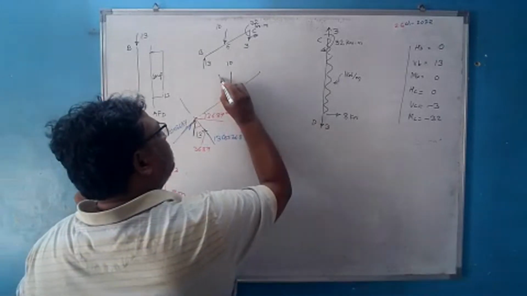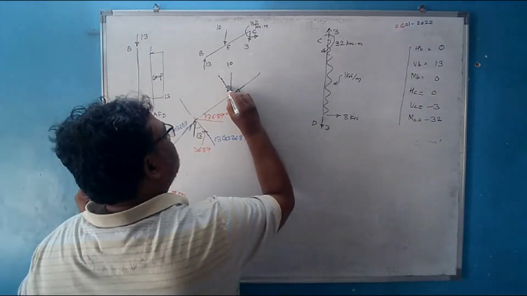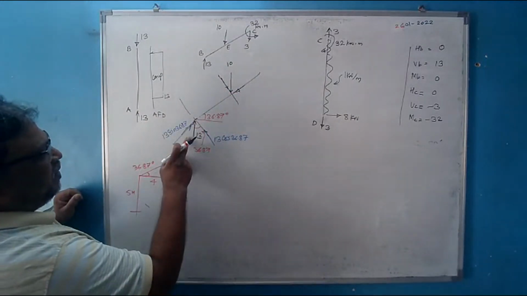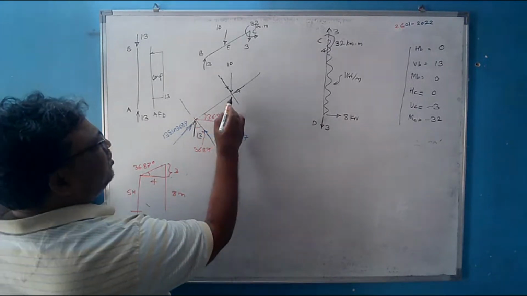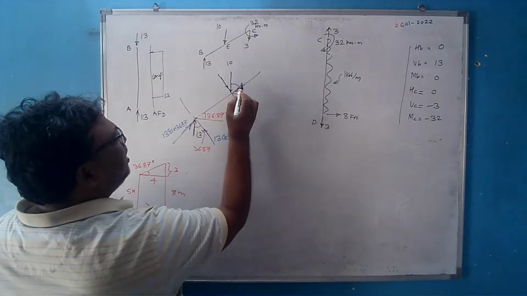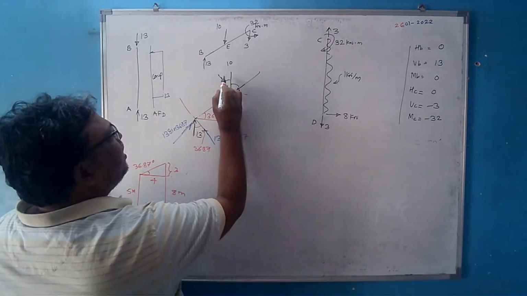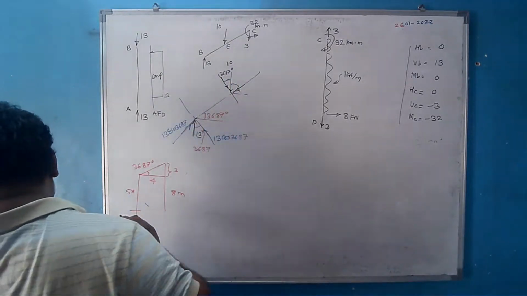How will you resolve? This is where you have to resolve this and this. What is the angle made by this force with the normal? See, this is 36.87. So here also the angle with the horizontal is 36.87. So this angle must be equal to 90 minus that, and this angle will be equal to 36.87 degrees.